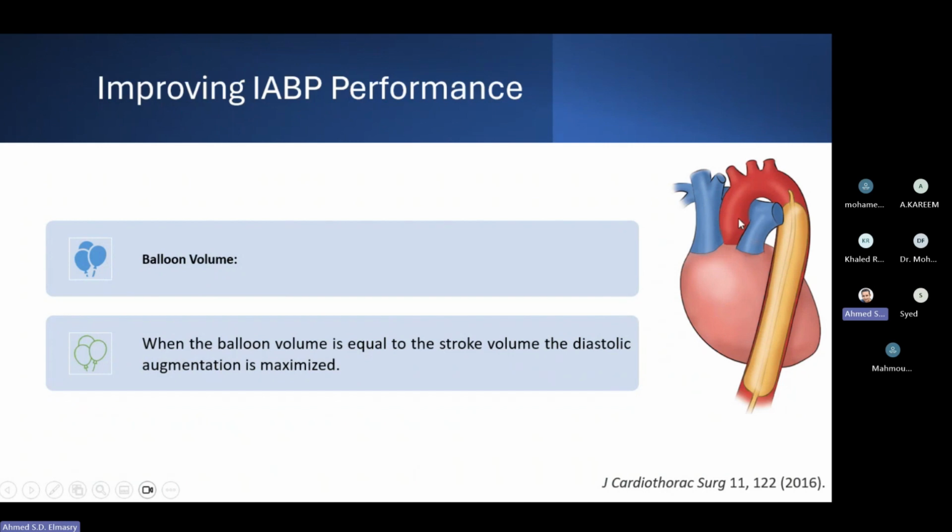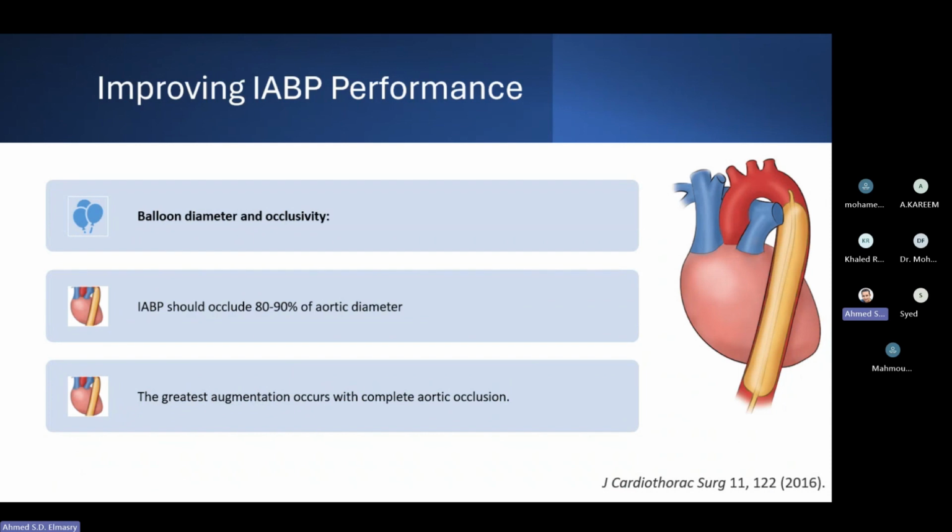But if the stroke volume is around 50 ml and you use a balloon of like 30 ml, you will not improve the diastolic augmentation for this patient because you will need a higher balloon volume. And the balloon diameter and occlusivity, as we said, you should occlude 80 to 90% of the aortic diameter if you are using an intra-aortic balloon.